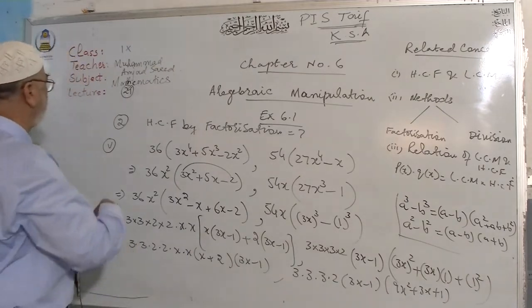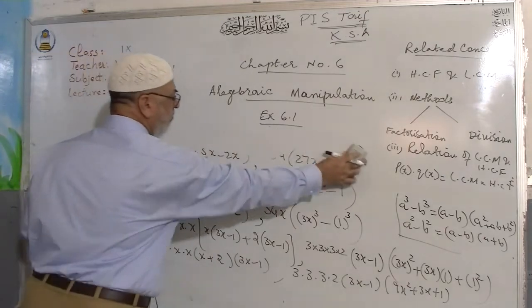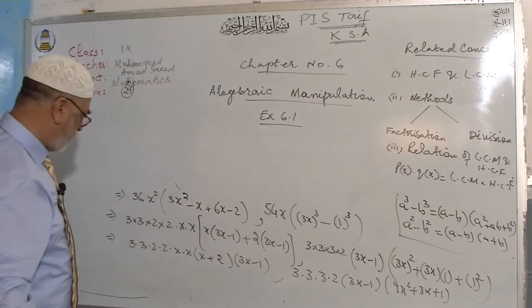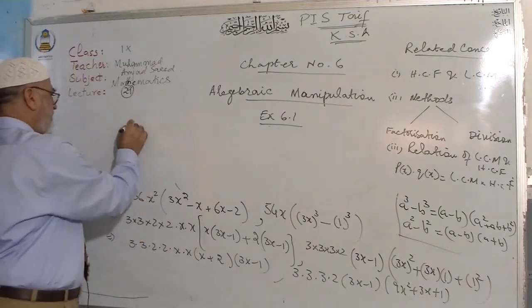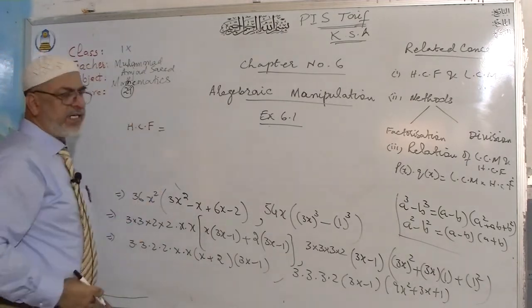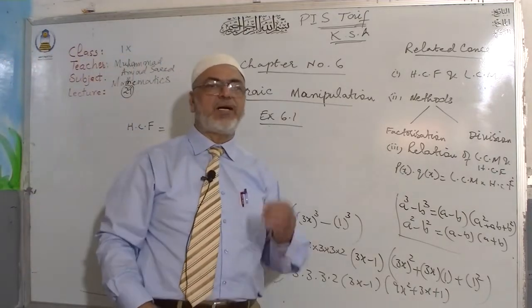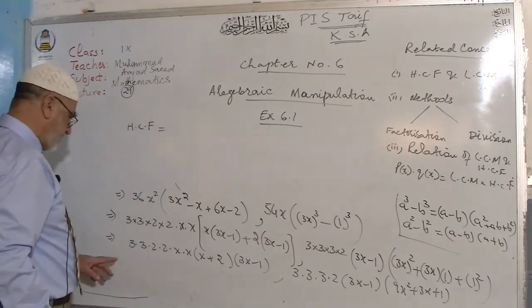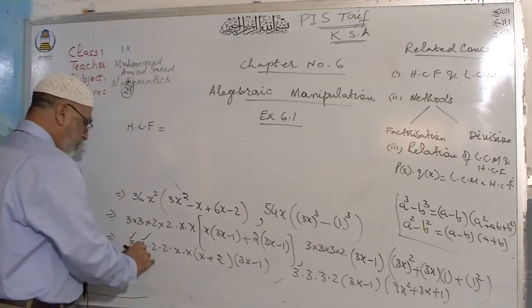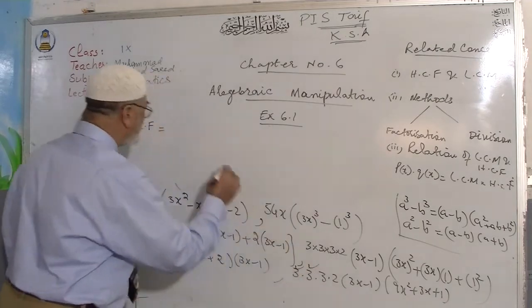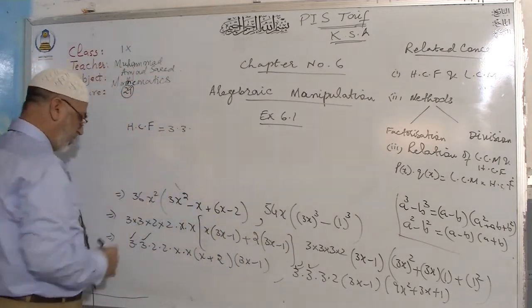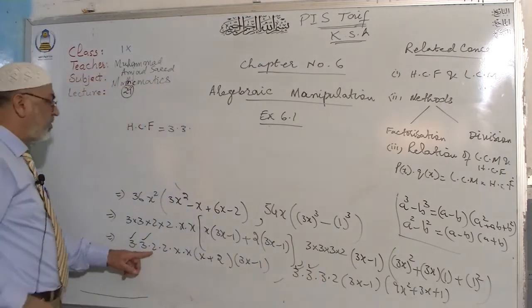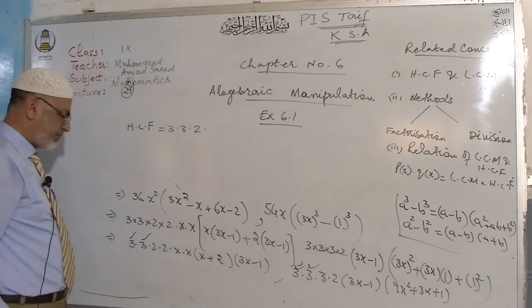So you can have HCF. Basically, HCF is the product of common factors. First of all, you will write down the common factor, then you multiply. Common factor 3, 2 times here, and here from 3 and 3. Then here is 1 time 2, here is 2 times, but you will take 1 time 2.